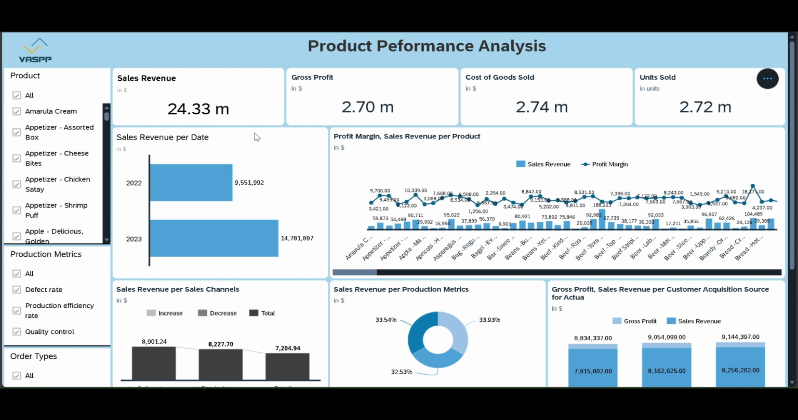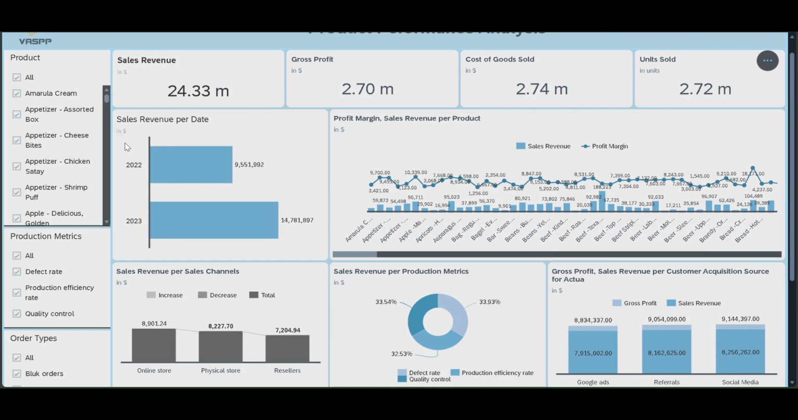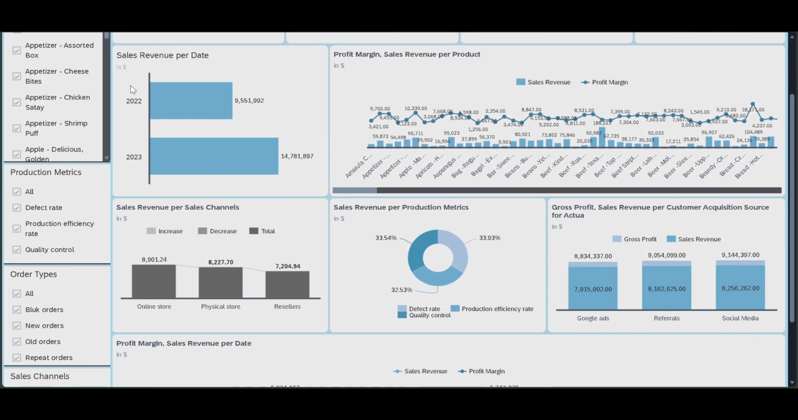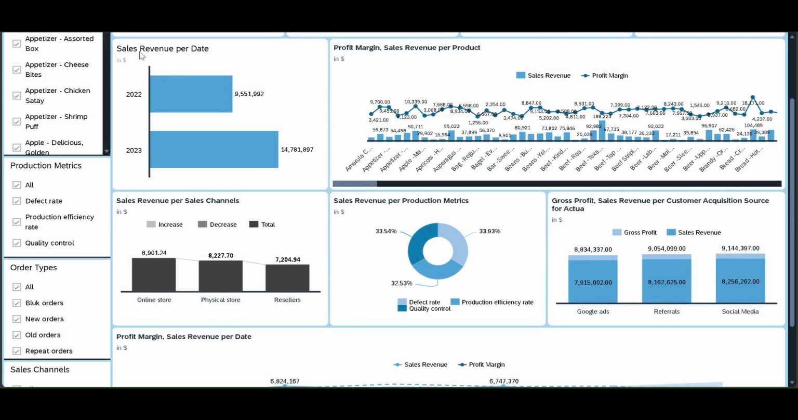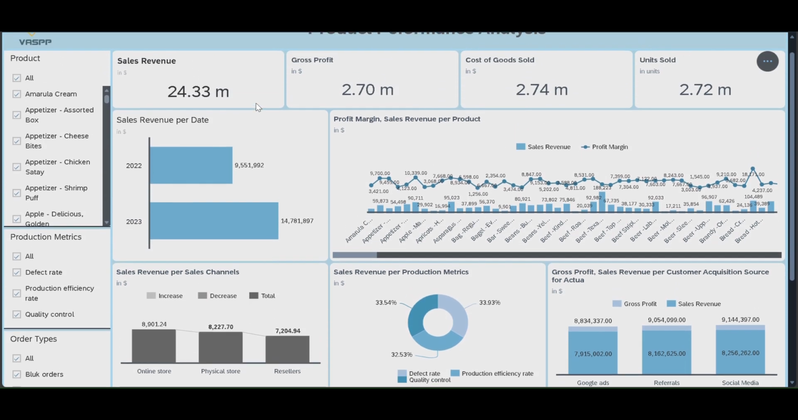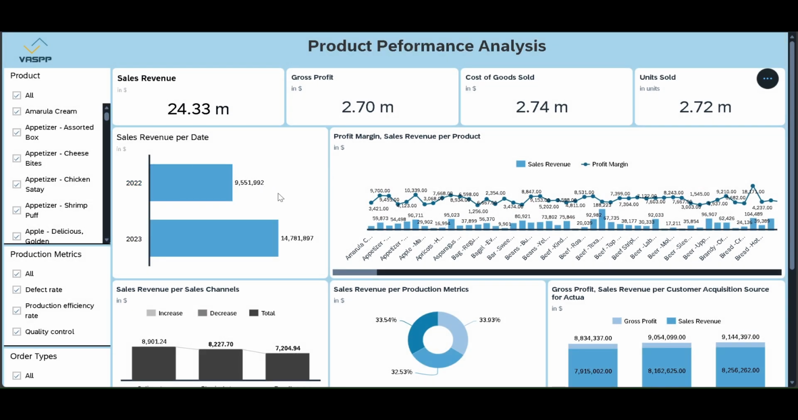Next, moving on to deeper insights, that is charts. At first, we have sales revenue per date, 2022 versus 2023. This chart captures revenue evolution across the last 2 years. $9.55 million in 2022, rising to $14.78 million in 2023. It's a simple view, yet it reveals cycles, seasonal highs, and shifts in consumer demand.